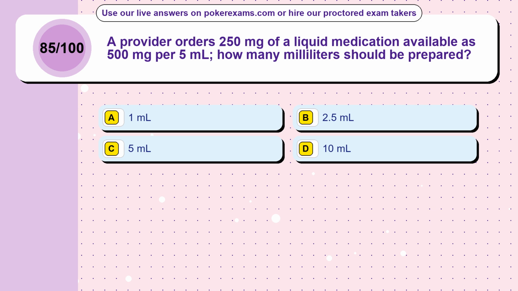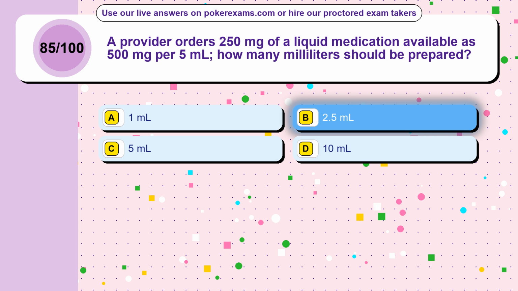Question 85. A provider orders 250 mg of a liquid medication available as 500 mg per 5 ml. How many milliliters should be prepared? Option A, 1 ml. Option B, 2.5 ml. Option C, 5 ml. Option D, 10 ml. The correct answer is option B, 2.5 ml.